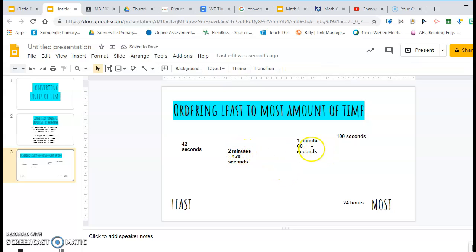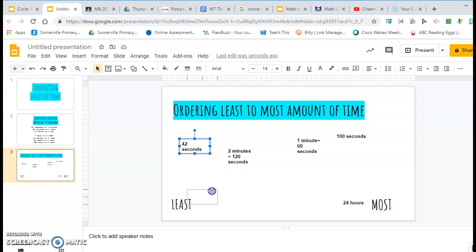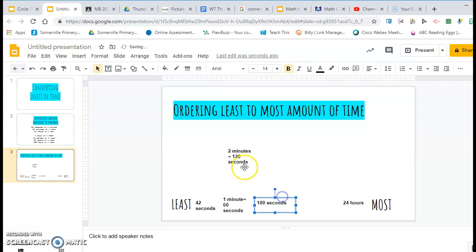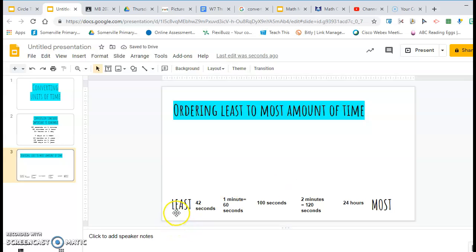Okay, so now that I've converted my minutes into seconds, I can now put them in order from least to most amount of time. So we can see that the 42 seconds is the least amount of time, followed by our 1 minute with only 60 seconds. 100 seconds is next, and our second most amount of time is our 2 minutes with 120 seconds. So you can see I've ordered it from least to most.